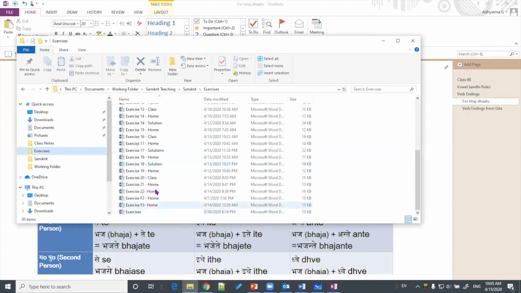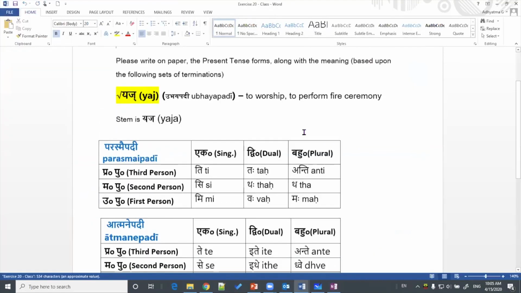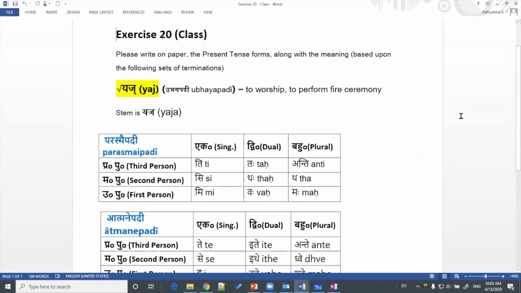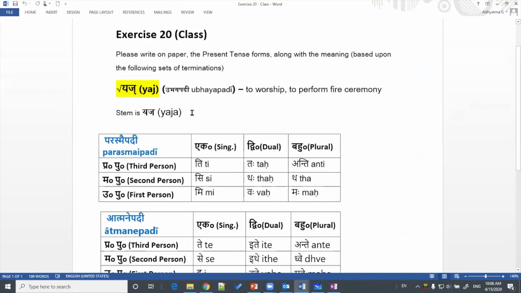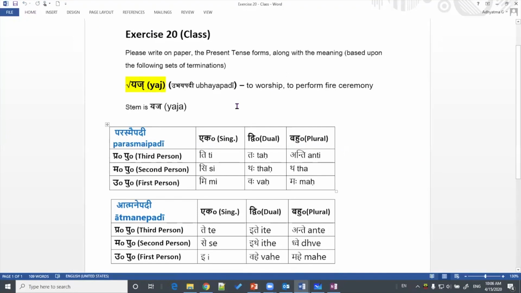It's also posted in the drive, exercise 20 class. So you can either get it from the drive or you can look at the screen here. This is the exercise. Please write on paper the present tense forms along with the meaning based upon the following set of terminations. The dhatu is yaj, which means to worship or to perform fire ceremony. The word yajna is coming from the same root, yaj.